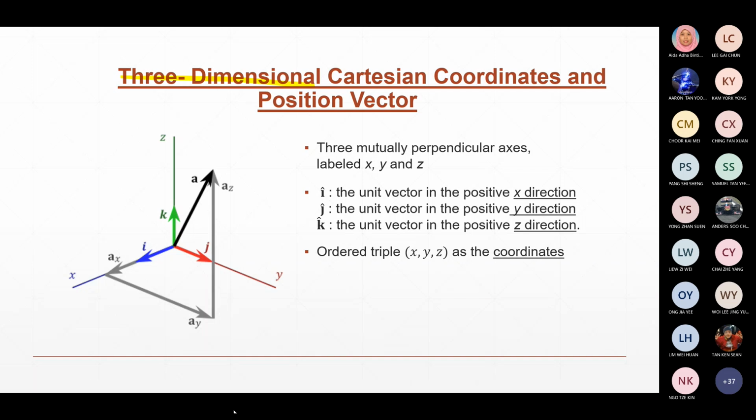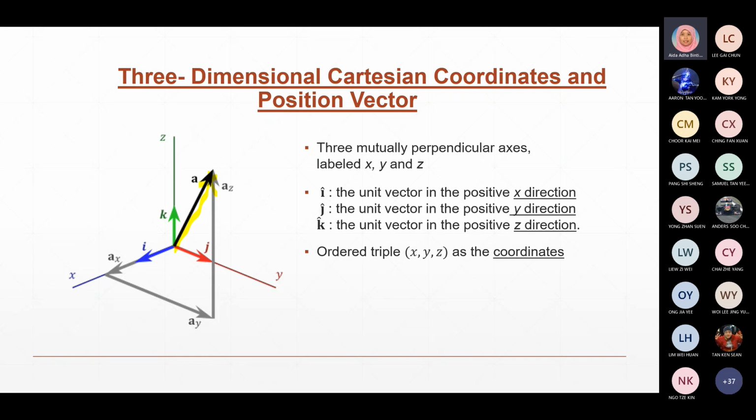Okay, for this one we have to put this vector in the three-dimensional Cartesian coordinate system. If you talk about a three-dimensional graph, for sure we have three axes: the X-axis here, the Y-axis here, and the one pointing upward is the Z-axis. This black line here is the vector.